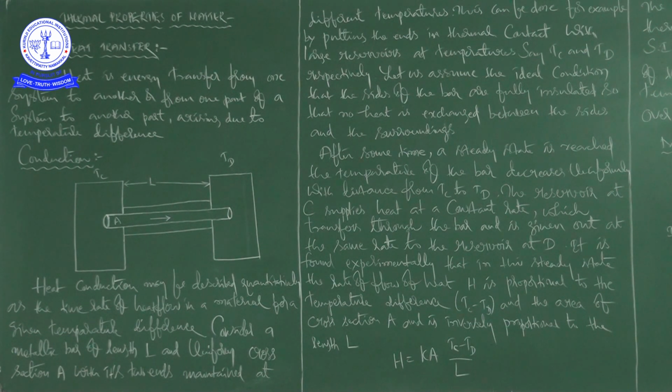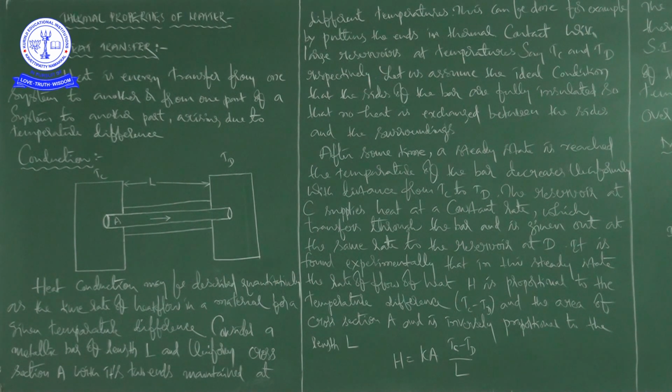Let us assume the ideal condition that the sides of the bar are fully insulated, so there is no chance for heat energy to come in from somewhere or go out to somewhere. The sides of the bar are fully insulated so that no heat is exchanged between the sides and the surroundings.